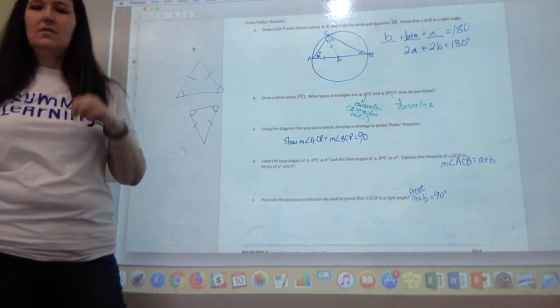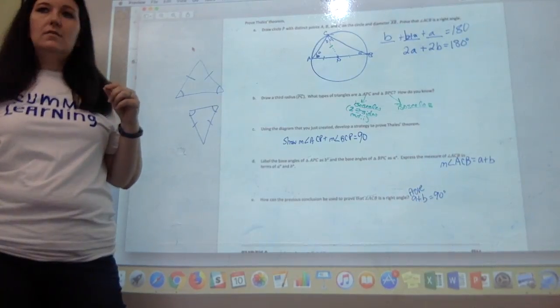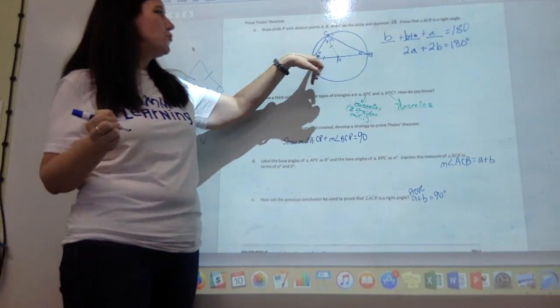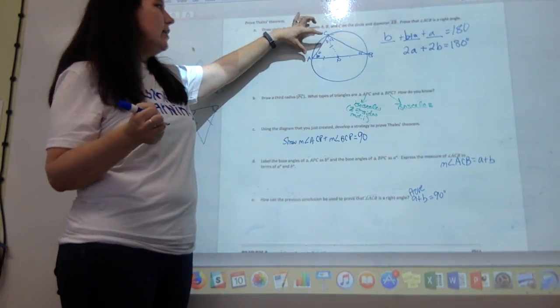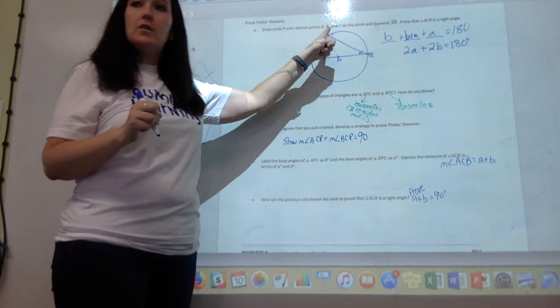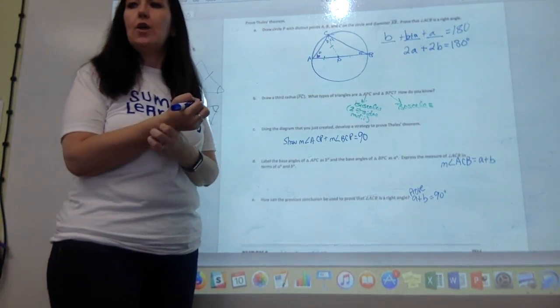What happens if the base angle is not on angle C? Well, we made it. We drew it. So we drew the two radii. If my triangle's down here, I'm going to draw my radius to that angle that I'm trying to prove.